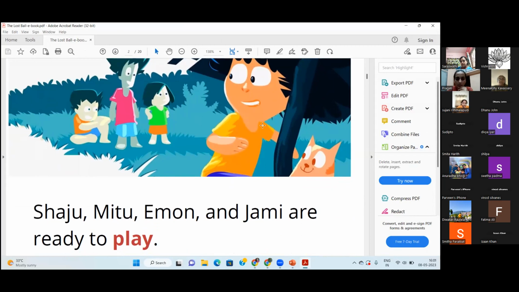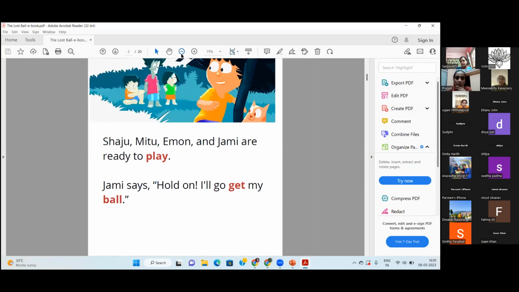Okay, this is called the lost ball. And you would say, okay, Shaju, Mitu, Imon, and Jami are ready to, and you use your Avaz to say play. Okay. So, has anybody started off with your Avaz? You can unmute. Yes. Play. Okay, so you're going to say Shaju, Mitu, Imon, and Jami are ready to play.